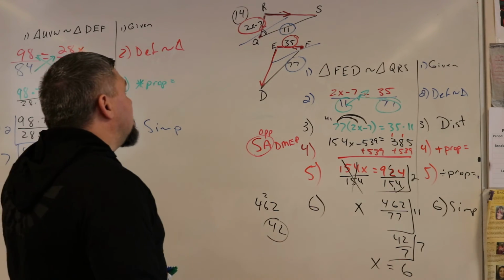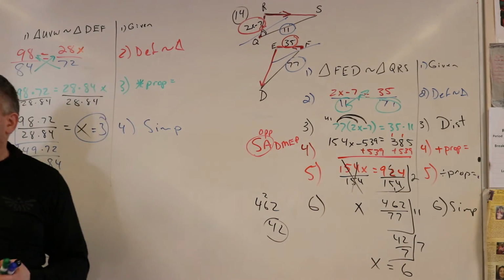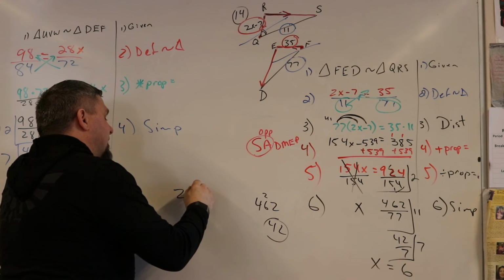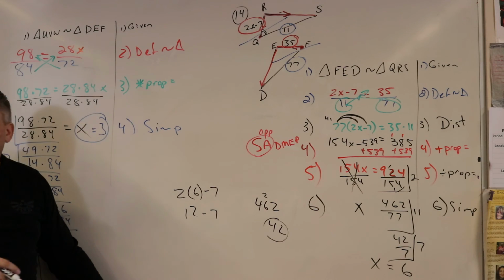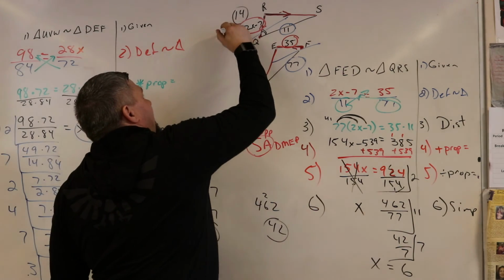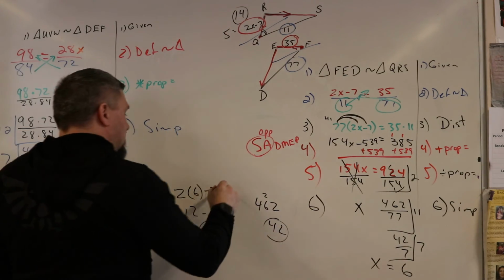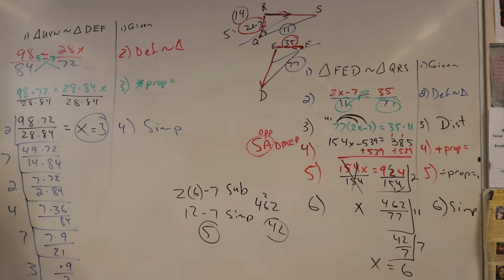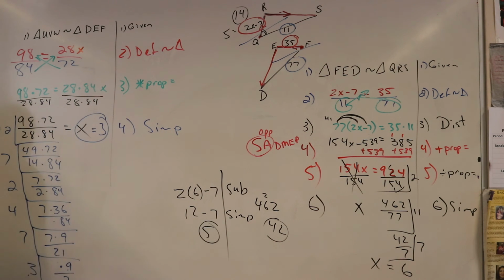Okay? So we know this x is 6. Now if we wanted to figure that out, again, we would plug it in. We would say 2 times 6 minus 7, which is 12, minus 7, which is 5. So we know that that side is 5. Okay? And that would be substitution, right? And simplification, if they wanted you to solve for the side.